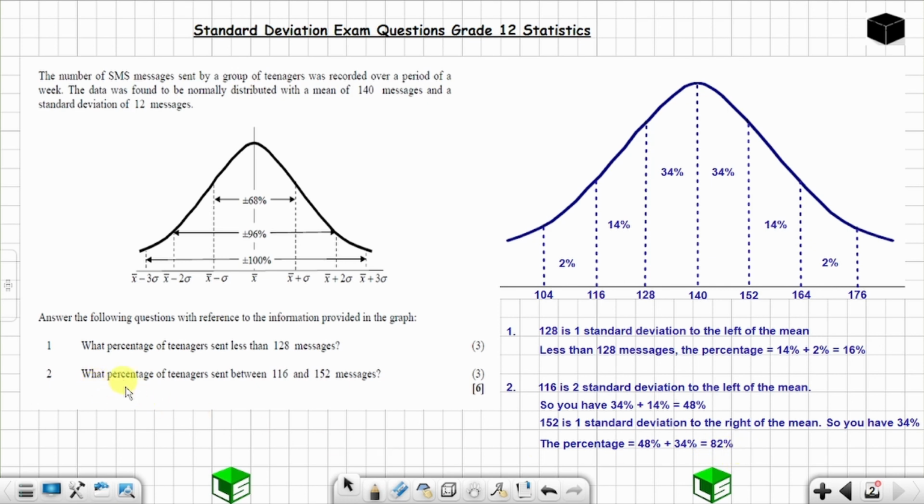So what percentage of teenagers sent between 116 and 152 messages? You are going to have 14 plus 34 plus 34, which is 82%. So this is how you can answer these questions. Okay, we are done.